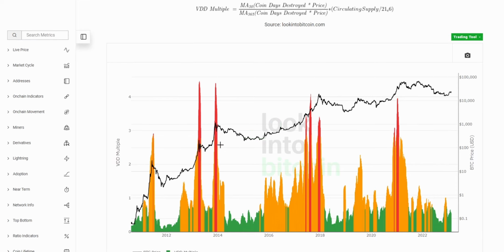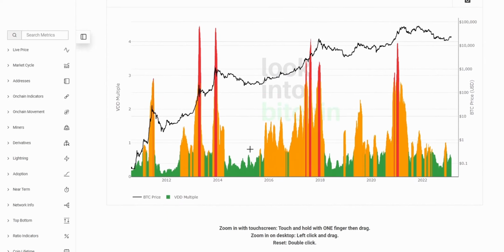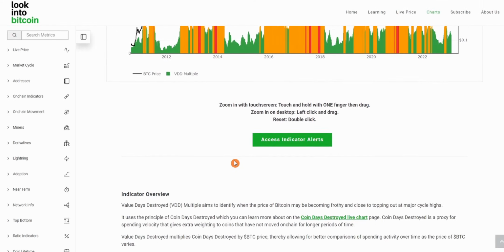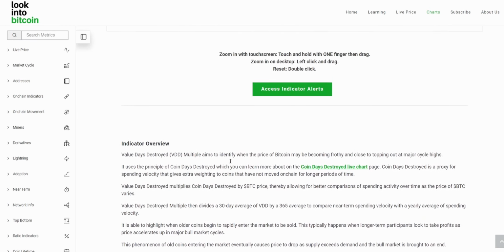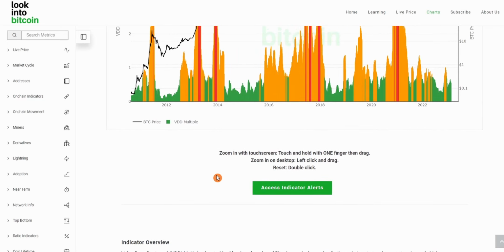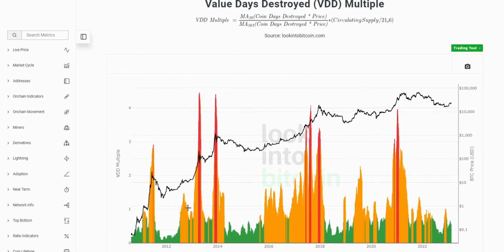So this may all sound a little confusing, and it is a lot of maths and formulas to take into account. I definitely recommend coming to the Look Into Bitcoin chart and scrolling beneath, where you can see a little bit more in depth into the maths and formula behind this. But as you can probably immediately tell, it very accurately highlights the areas of Bitcoin's market price being very overheated to the upside, and also identifies periods where Bitcoin may be at a considerable discount to traders and investors.